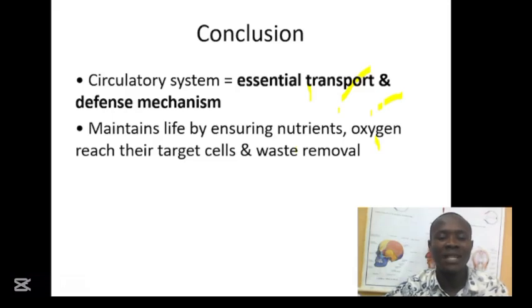This maintains life by ensuring nutrients and oxygen reach their target cells, and after they have reached their target cells, the cells make use of them, and the waste they produce will move from their site of production to their site of excretion.